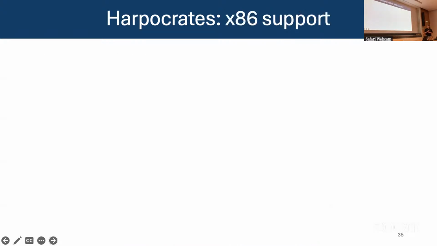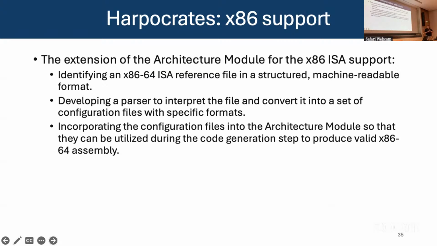Now, Microprobe does not initially support the x86 ISA, therefore Harpocrates had to extend it to be able to support it, and the following steps had to be performed for that. So first, they had to identify x86-64 ISA reference files in a machine-readable format.